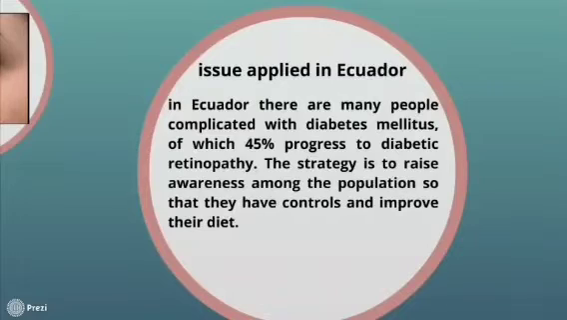Issue applied in Ecuador. In Ecuador, there are many people complicated with diabetes mellitus, of which 45% progress to diabetic retinopathy. The strategy is to raise awareness among the population so that they have control and improve their diet.